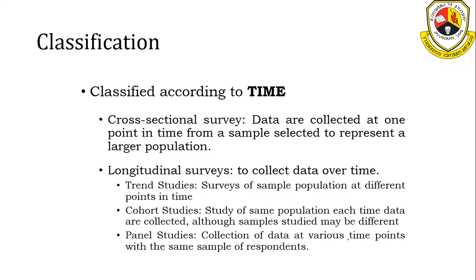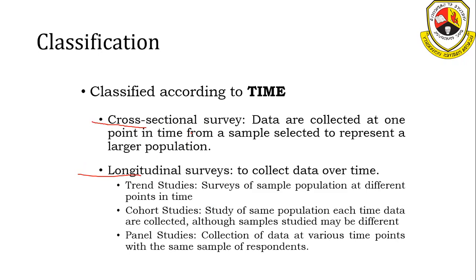A survey research method can also be classified in time. That means if you remember the research onion we had, we said that research can be cross-sectional or longitudinal. Now, cross-sectional is when we want to collect data for a specific period in time from a larger population. Take an example.